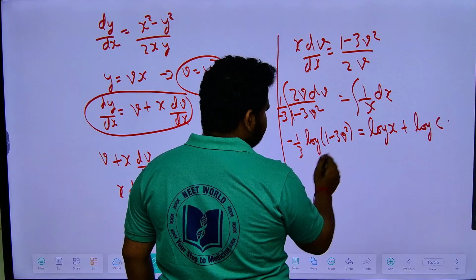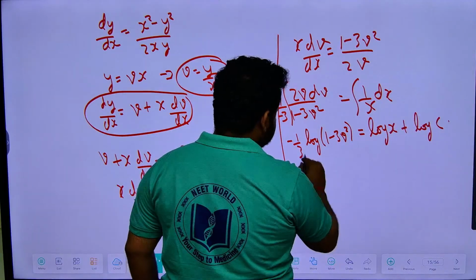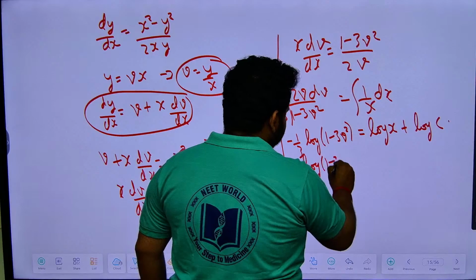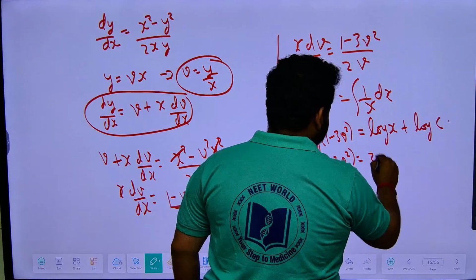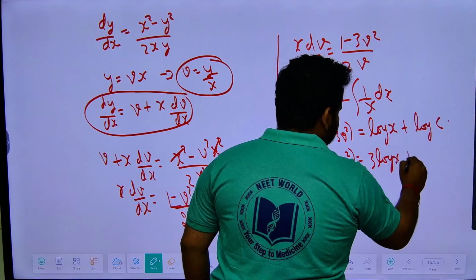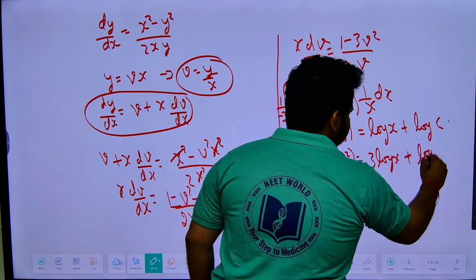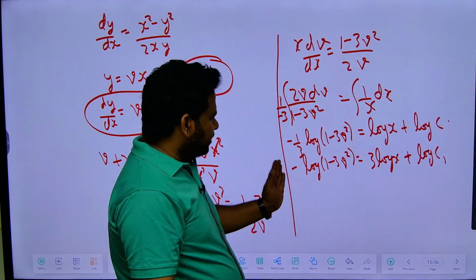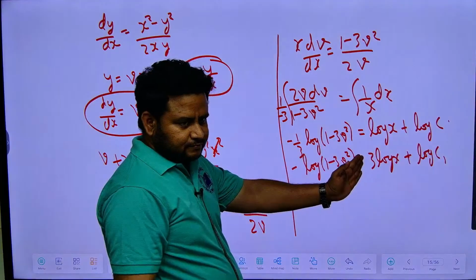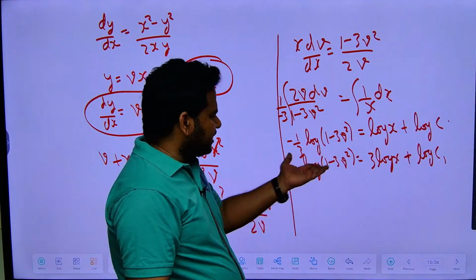So what you can do is send this 3 to that side. Minus of log of 1 minus 3v square is equal to 3 log x plus 3 log c. No need to write 3 log c, just write log c. It doesn't matter for us, this is one constant. Minus is there. Let me send everything to that side, or keep it like this only.